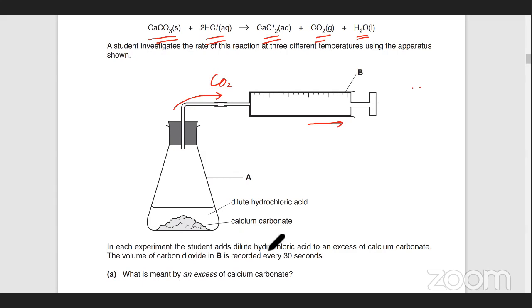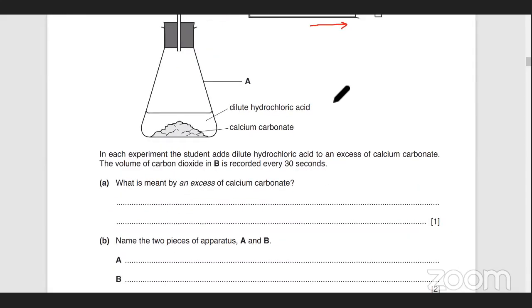Anyways, in each experiment, the student adds dilute hydrochloric acid to an excess of calcium carbonate. The volume of carbon dioxide in B is recorded every 30 seconds. So, शुरू में ज़्यादा बन रहा होगा, फिर एकदम से reaction खत्म होना शुरू हो जाएगा. It would slow down and there would be less and less carbon dioxide produced. So, what is meant by an excess of calcium carbonate? It simply means more than the required amount. It basically means that if calcium carbonate and hydrochloric acid are reacting, you're going to run out of hydrochloric acid, but some calcium carbonate would still be remaining at the end, more than the required amount.